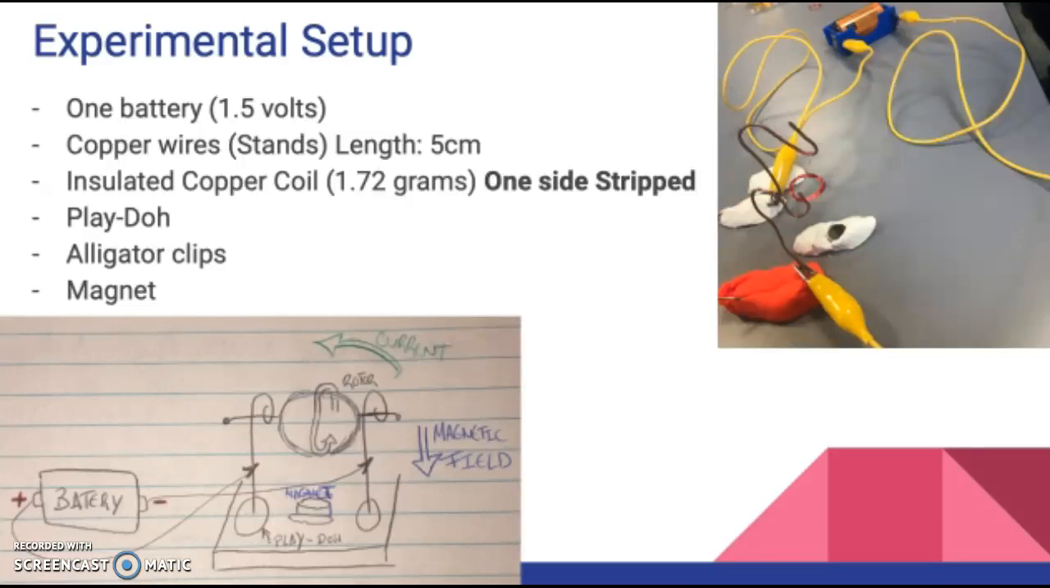To set up the experiment, we'll need to first attach the copper strands to blocks of Play-Doh in order to stabilize them. We will then put the magnets directly in the middle of these two copper strands and place the copper coil into the copper strands. And then finally, we will attach the battery to the copper strands using alligator clips. And then we will track the velocity of the copper using Tracker.